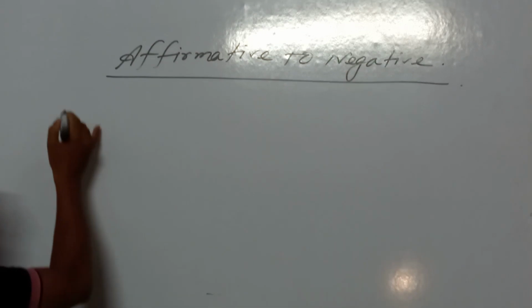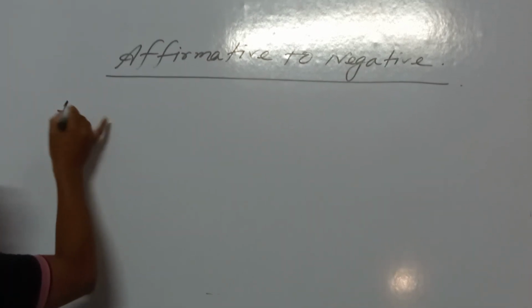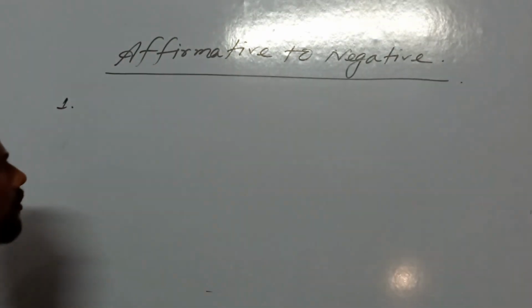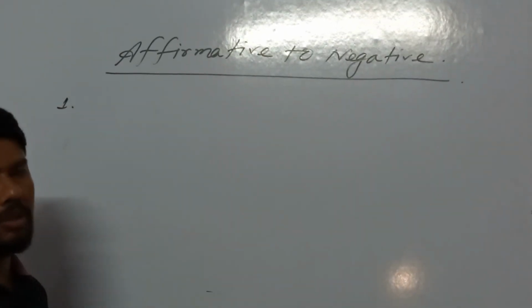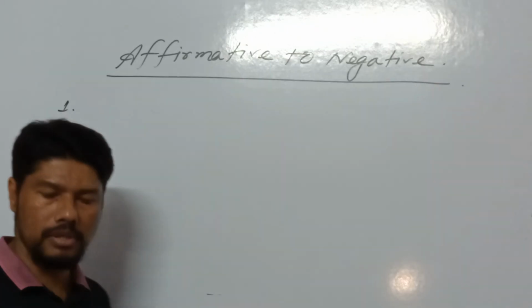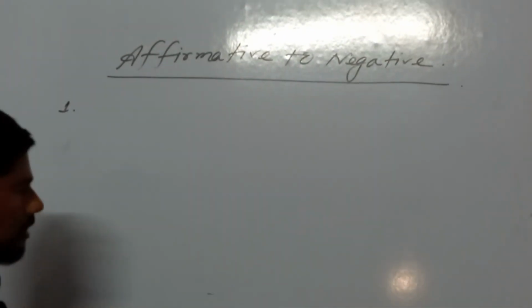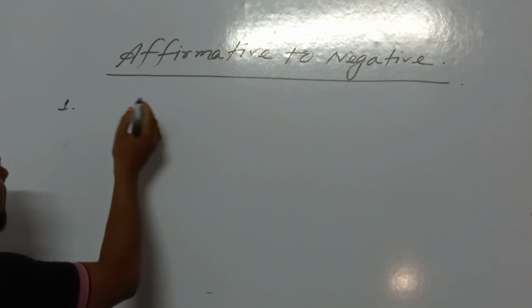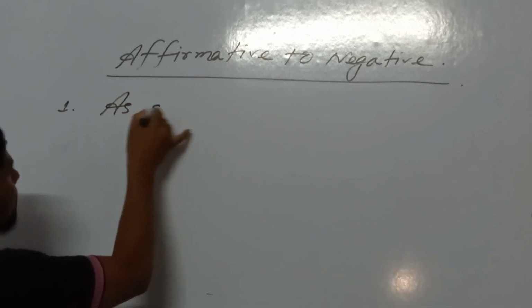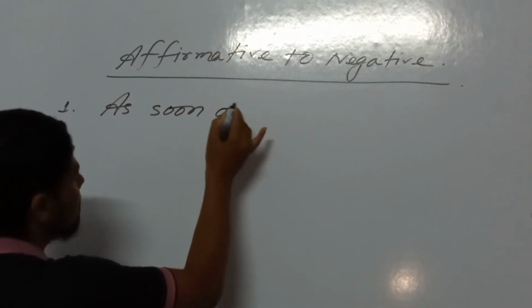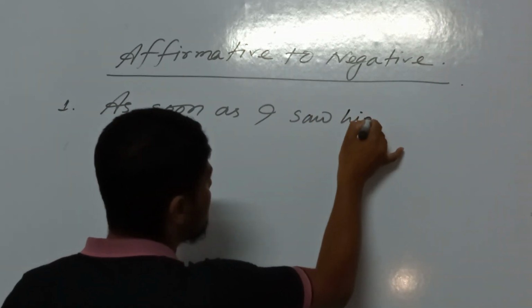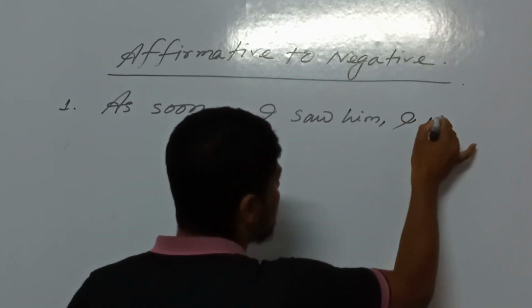So the first rule, we have already discussed this topic, and today we will learn some more new rules. So let's get started. The first sentence: As soon as I saw him, I went out.